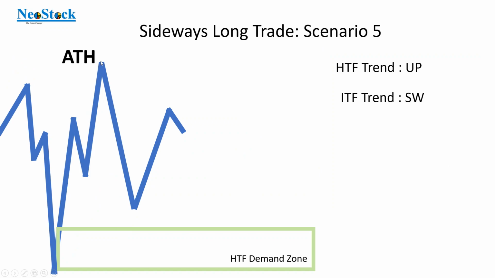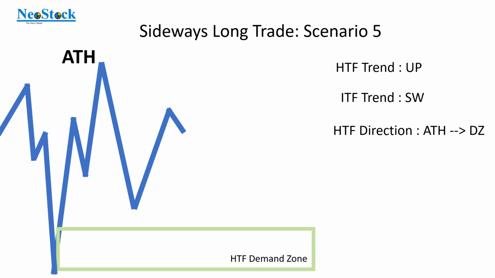Let us assume prices are moving from all-time high to HTF demand zone. They haven't reached the HTF demand zone. So the price direction is from all-time high to HTF demand zone. This is the price direction. In this scenario, HTF trend is up, ITF trend will always be sideways, and HTF direction is, let us assume, all-time high to demand zone. In this scenario, how to plan our trade?